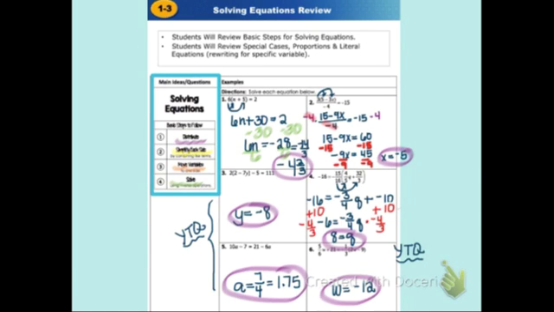So the solutions to the 3 You Try questions are: number 3 is negative 8, 5, 7/4 or 1.75, and number 6, w equals negative 12. So be sure to make a note if you had trouble with any of those 3, and make sure you ask me about them. I'd be happy to help. Let's turn the page.